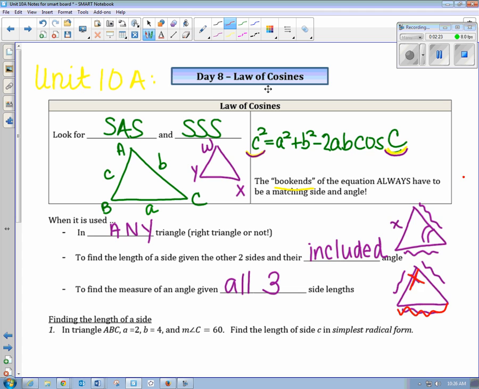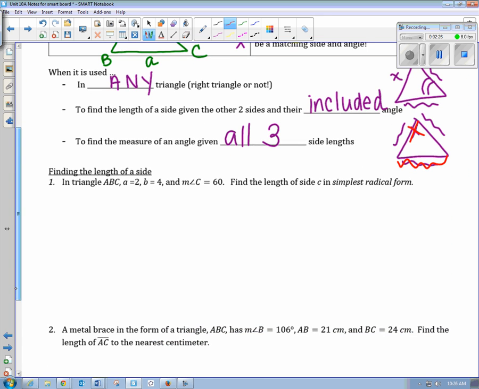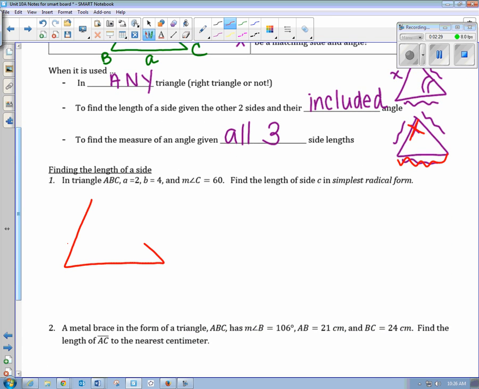So for question number 1, it says that we have triangle ABC, and in this, side a is 2, side b is 4, and the measure of angle C is 60. They're asking me to find side c in simplest radical form. Because of this, I have the side angle side setup. That's an indicator that I'm going to do law of cosines. Law of sines will not work, because we don't have enough information with sides and angles across from each other.